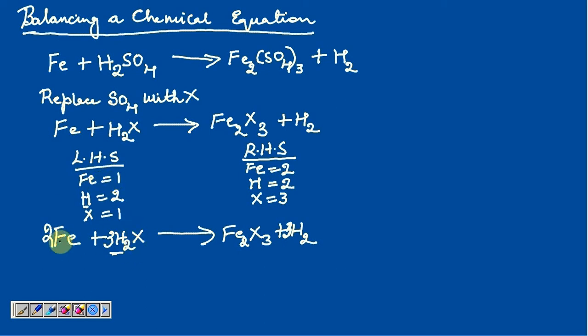Iron is 2 on the left and 2 on the right hand side. What about hydrogen? It is 6: 3 into 2 is 6, and 3 into 2 is 6, so both sides are balanced. What about X? X into 3 is 3X here, and again X is 3 on the right hand side. So even X is balanced.